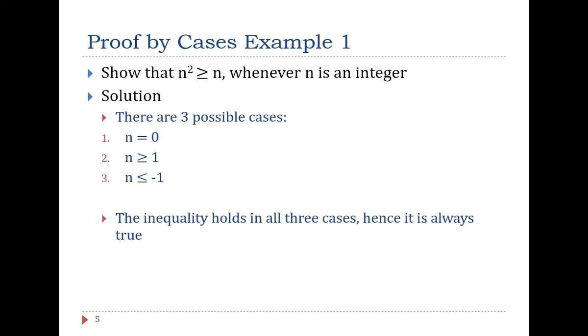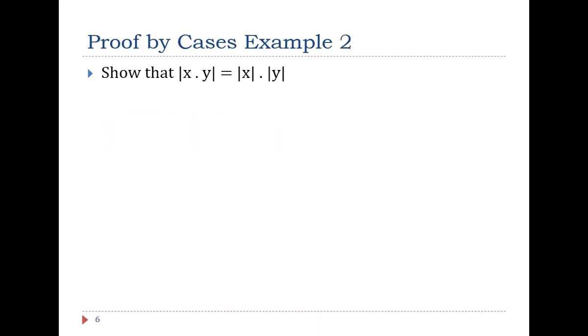Okay, good. So another example where a proof by cases is maybe the only way to proceed is to prove certain properties on absolute values. For example, to prove that the absolute value of x times y is equal to the absolute value of x times the absolute value of y. How would you proceed?